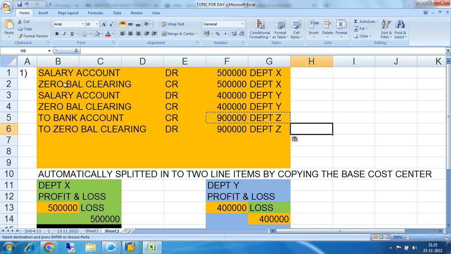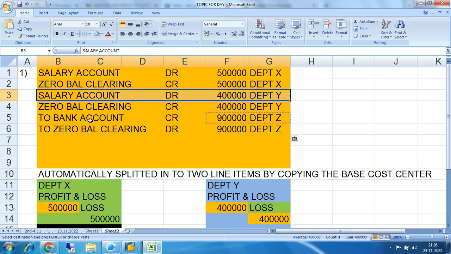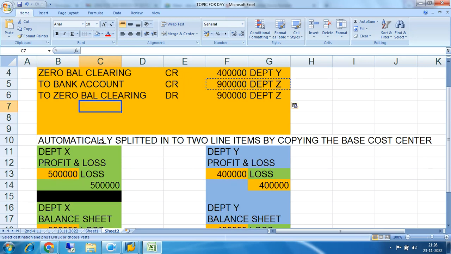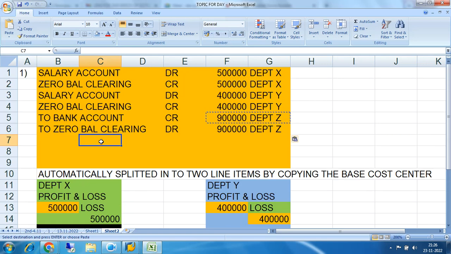Okay, so even if the user passes a very simple entry like this, this entry will be passed by the user. This first line item will be passed by the user. Second line item will be passed by the user, and third line item will be passed by the user. But the system automatically created three additional line items. Why will the system create three additional line items? Because the system has to make the profit and loss account and balance sheet profit center wise.